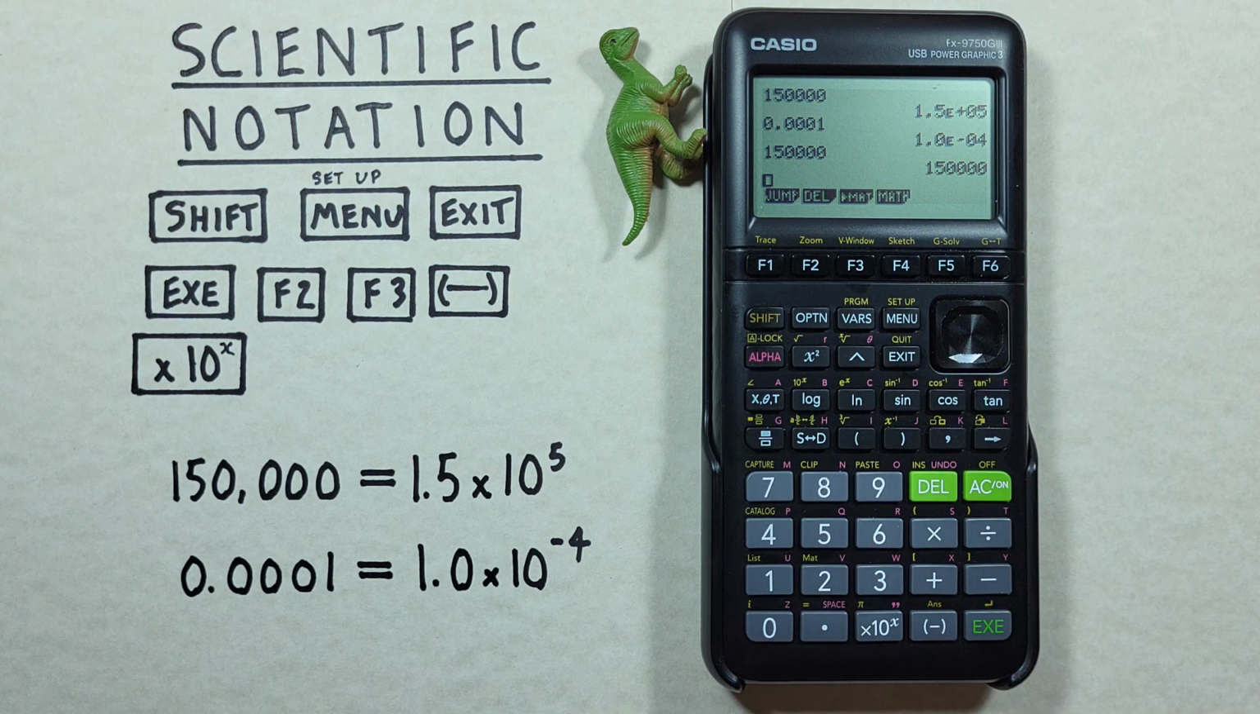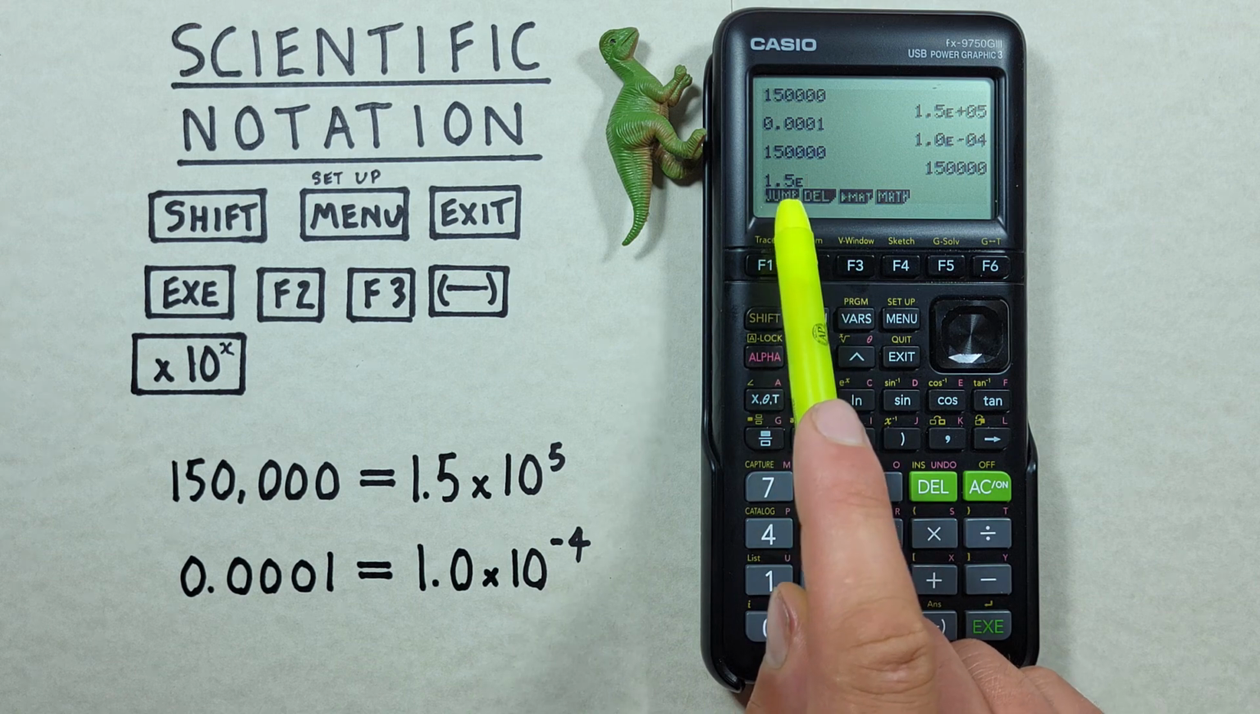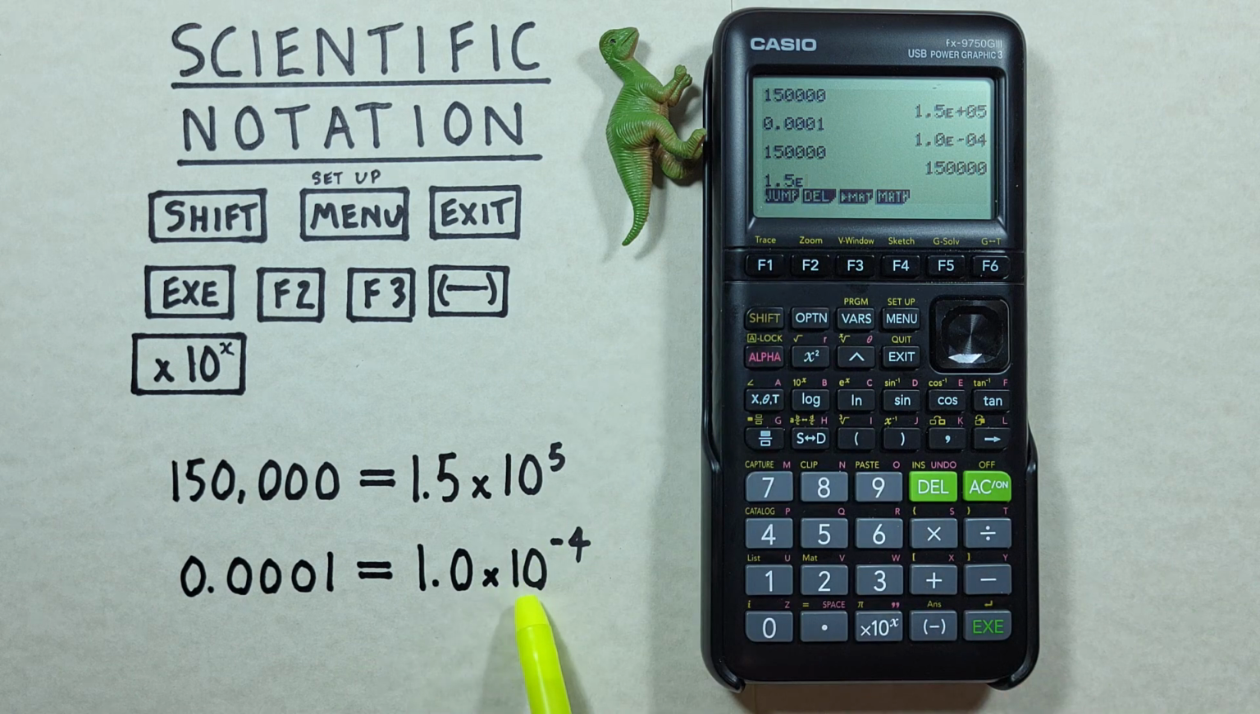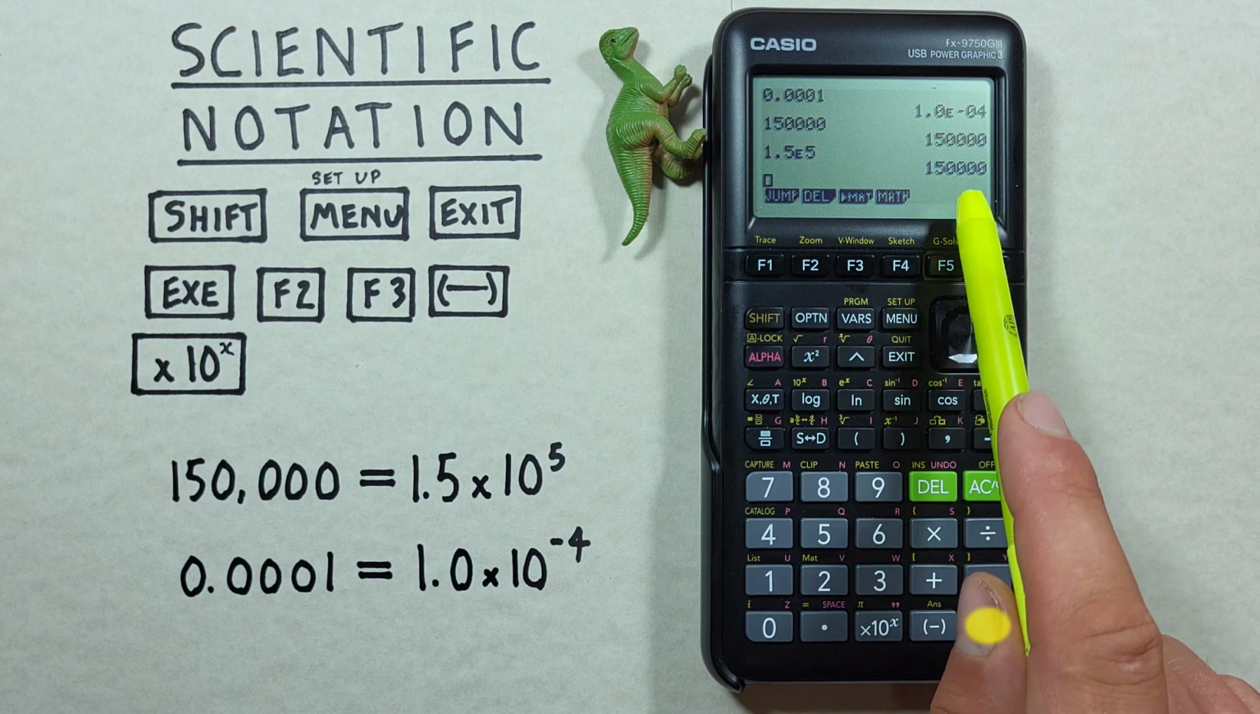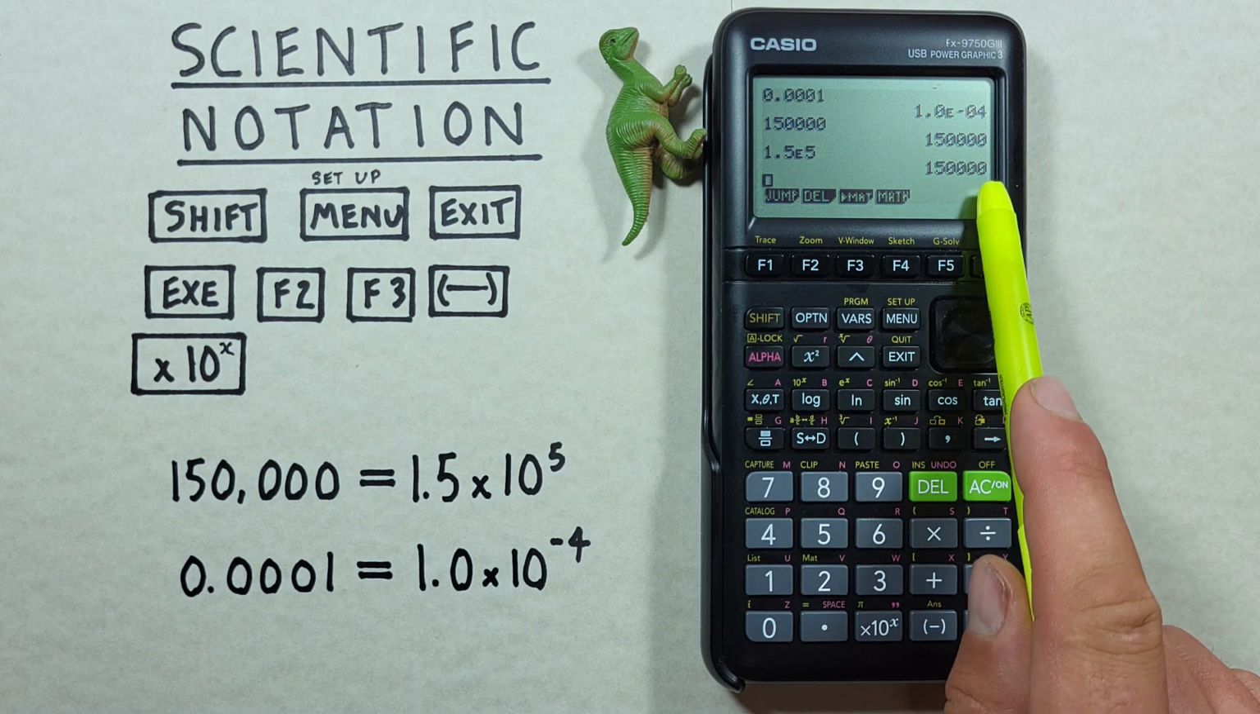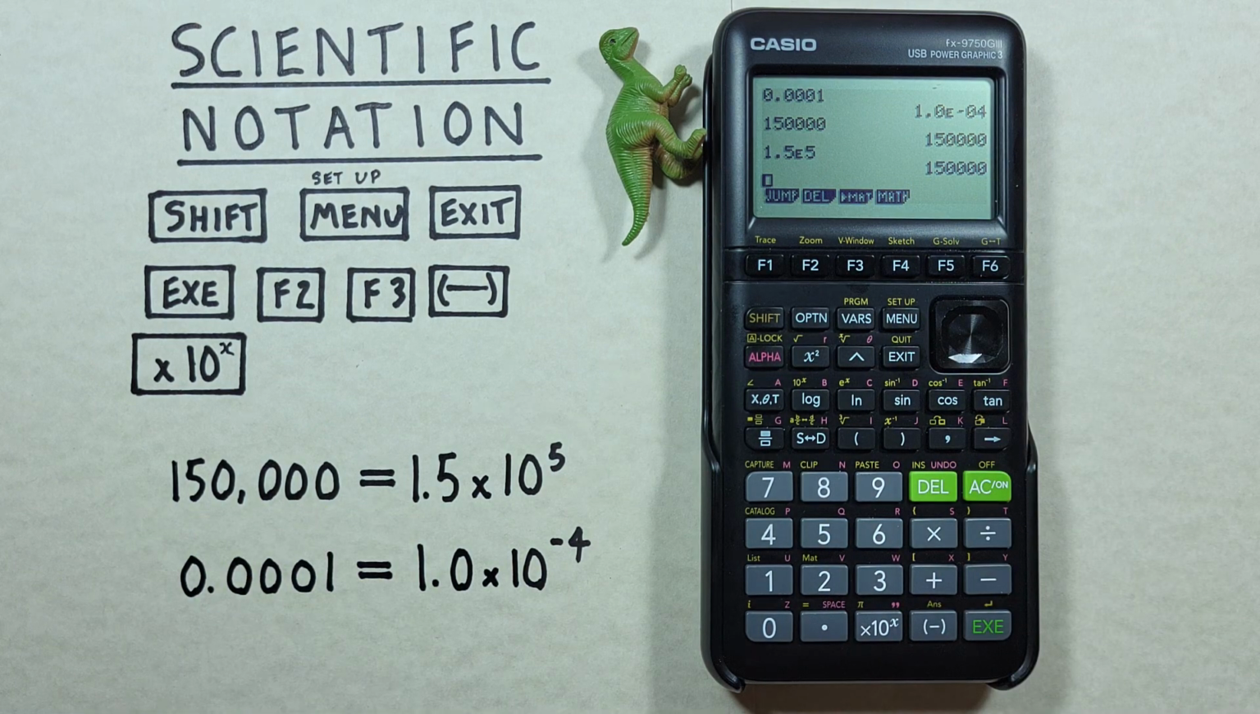But what if we wanted to enter numbers in scientific notation directly into our calculator? To do that, first we enter our 1.5 and then the times 10 to the x key down here. That will enter the e there, which we remember represents the times 10. And then for us, we want to enter 5 and hit EXE. And we see that gives us 150,000, which is correct.